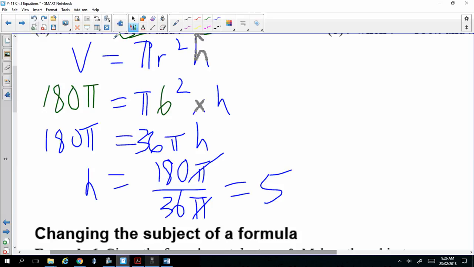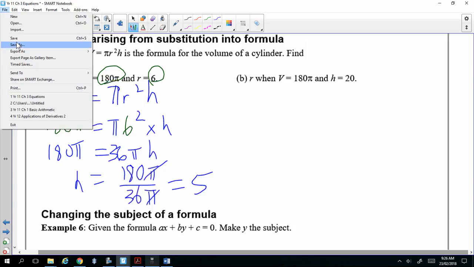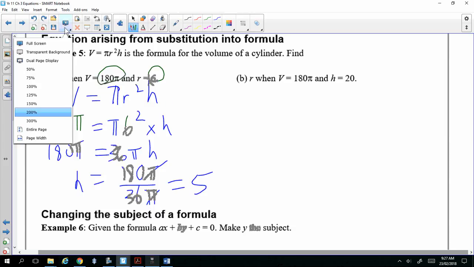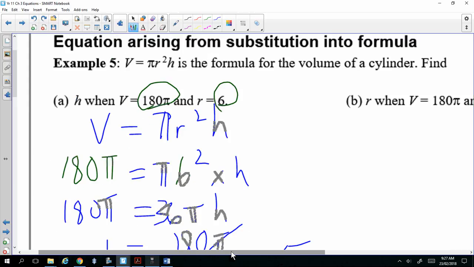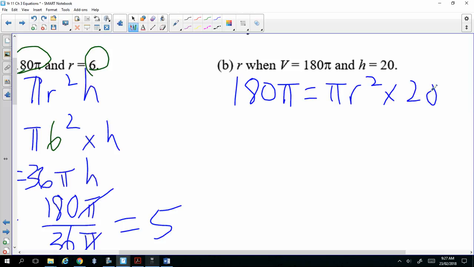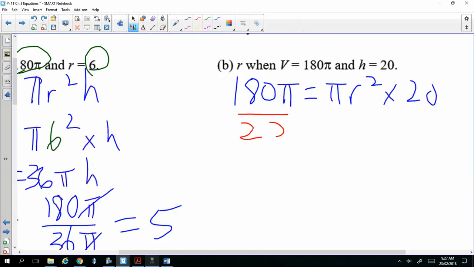Next one is finding something different, finding the radius. It's the same volume but with different height, and find the radius. Have a try. Yeah, okay, good. So try this. How do I do this? So you just have to do 180 pi equal to pi r squared times 20. And we're going to divide both sides by 20 pi, because the 20 pi cancels the pi as well as the 20, right? And the pi is cancelled, so you end up getting 9.